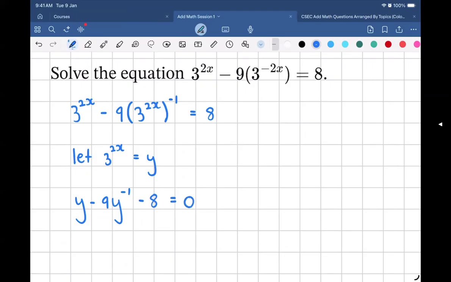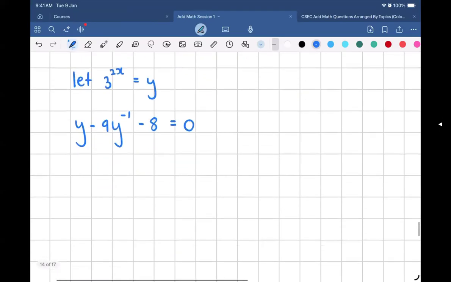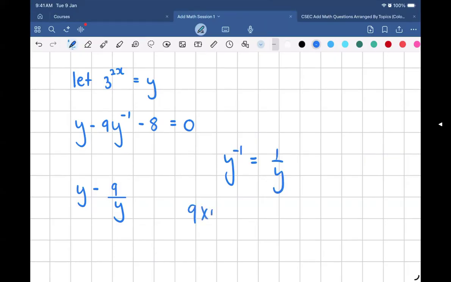So did I lose you at any point? No, sir. Great. Now, isn't it possible for me to write y to the power minus 1 as 1 over y? Do you understand that that is equal to 1 over y? Yes, sir. Okay, so if I have 9 multiplied by y to the power minus 1, that's the same thing as 9 multiplied by 1 over y. 9 by 1 is 9, so 9 over y.